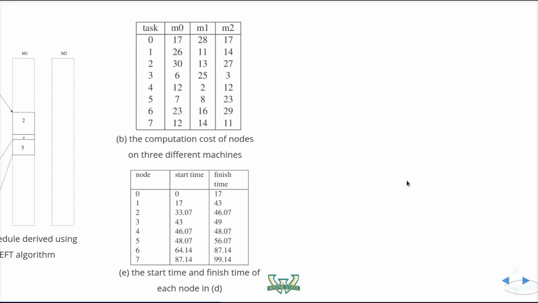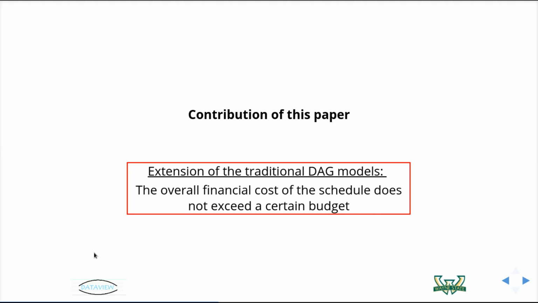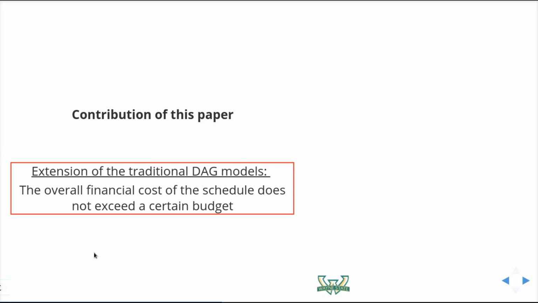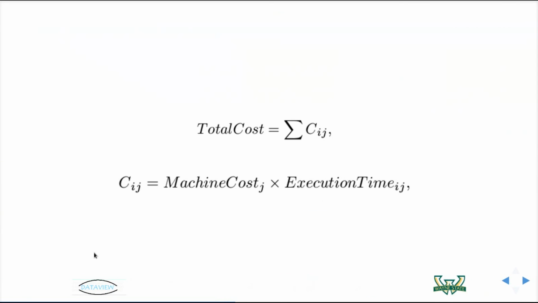Okay, the contribution of this paper goes through the extension of the traditional DAG models, because we know that each machine that is available has some cost. In fact, the usage of each machine available costs some money. As a result, an additional constraint needs to be satisfied: the overall financial cost of the schedule must not exceed a certain budget. Therefore, they define the overall cost as the sum of costs of executing each task in the DAG onto a machine.